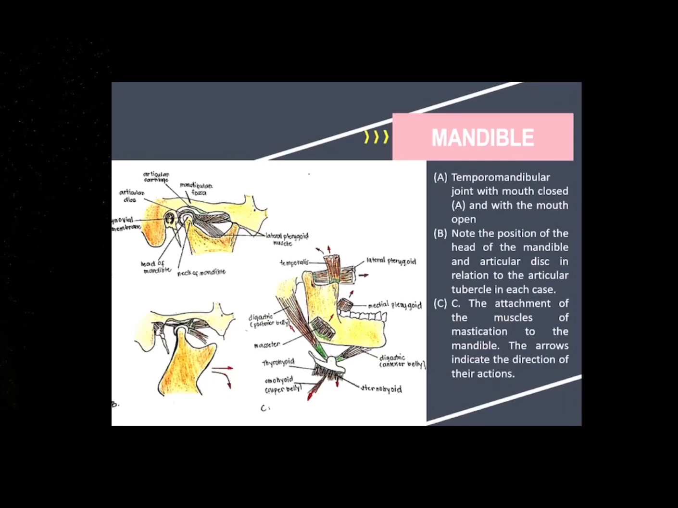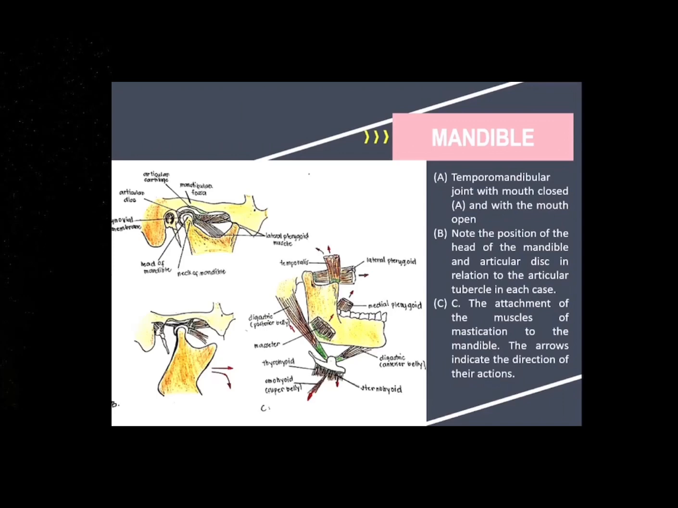The capsule surrounds the joint and is attached above to the articular tubercle and margins of the mandibular fossa and below to the neck of the mandible. The lateral temporomandibular ligament strengthens the lateral aspect of the capsule, and its fibers run down and backward from the tubercle on the root of the zygoma to the lateral surface of the neck of the mandible. This ligament limits the movement of the mandible in the posterior direction and thus protects the external auditory meatus.